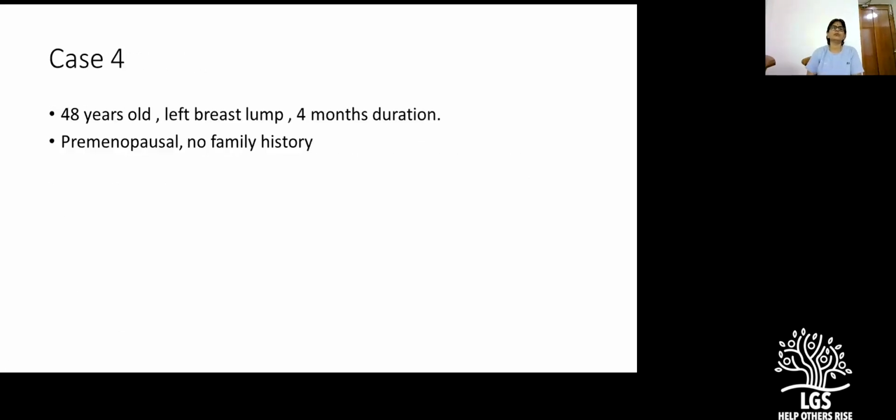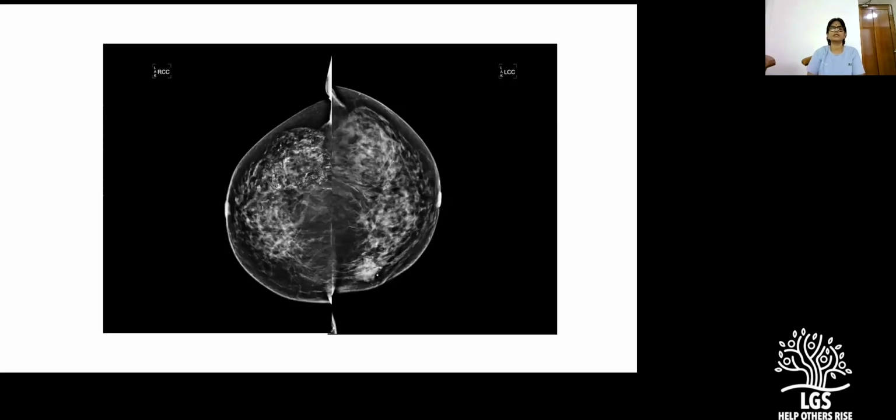So one more case scenario. This is a 48-year-old lady, left breast lump, 4 months duration. She is premenopausal, obviously not attained menopause yet. No family history of breast cancer.